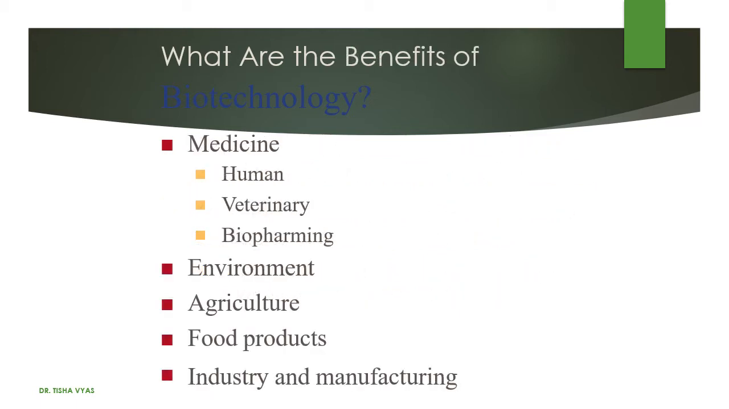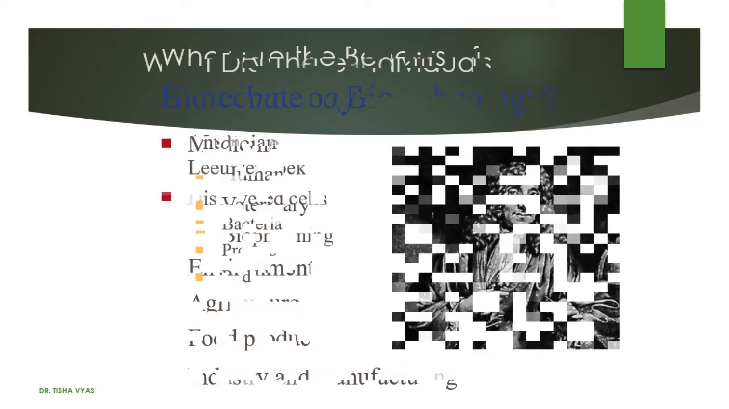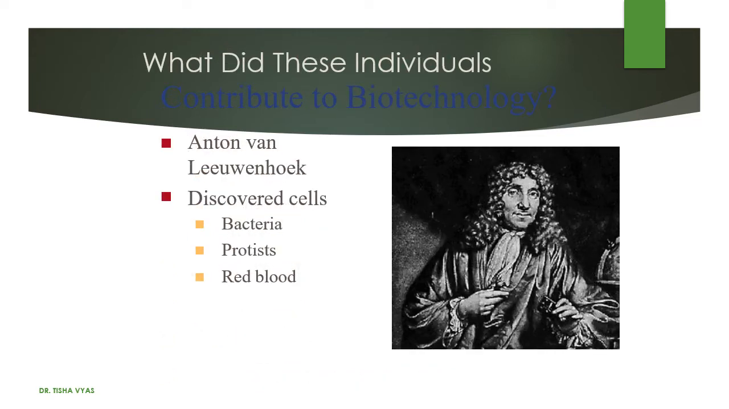There are several benefits of biotechnology, like in the field of medicine, which includes human, veterinary, and biofarming, and in the fields of environment, agriculture, food products, industry, and manufacturing. In the next coming slides, we will be having a look at the different scientists that contributed majorly in the development of biotechnology as a subject.